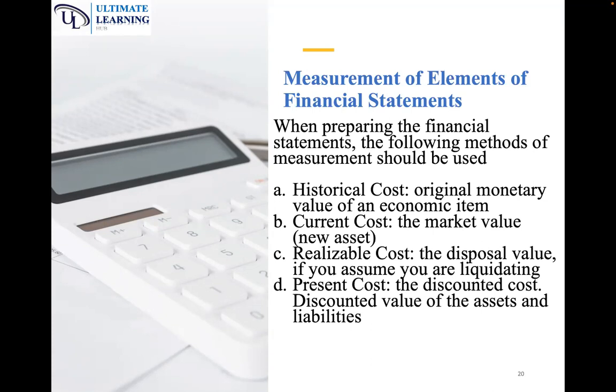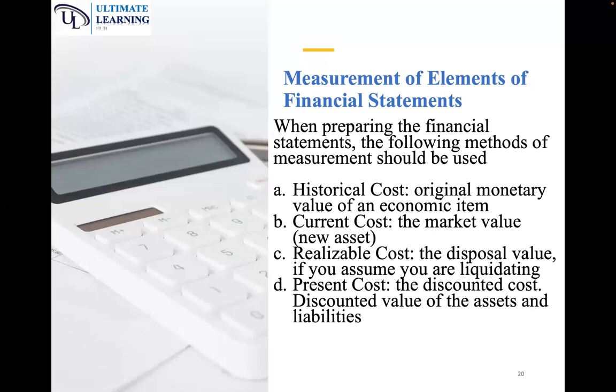The first one is you can use what we call historical cost. So historical cost is the original value of an economic item. For example, when we talk of furniture, maybe this furniture was bought 5 years ago. The amount you paid 5 years ago to purchase the non-current asset furniture is what we call the historical cost. So the historical cost is the original monetary value of an economic item.